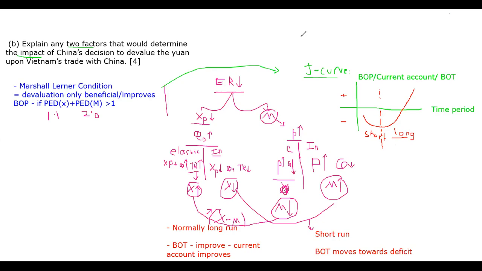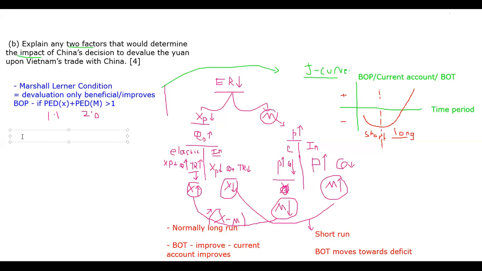Okay, so we deviated from the question a lot, but I hope it clarified a few concepts. Anyhow, back to the question, which I don't even remember. It asked for two factors that would determine the impact of China's decision to devalue the yuan upon Vietnamese trade with China. So let's complete the first factor. The first factor is that the Marshall-Lerner condition depends on the elasticity of Chinese products.